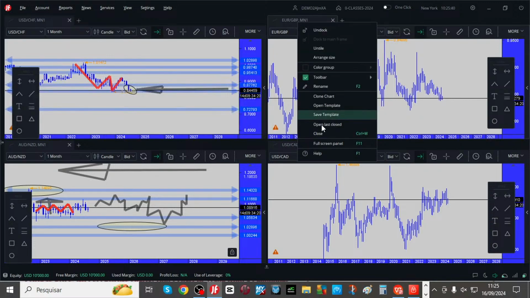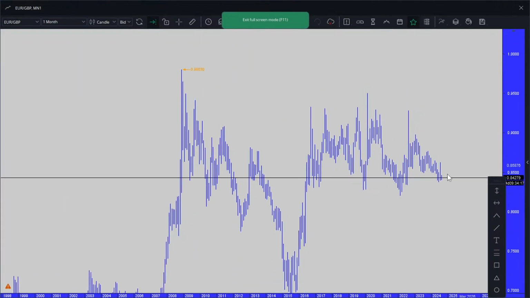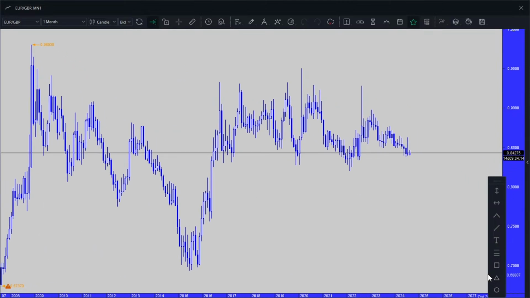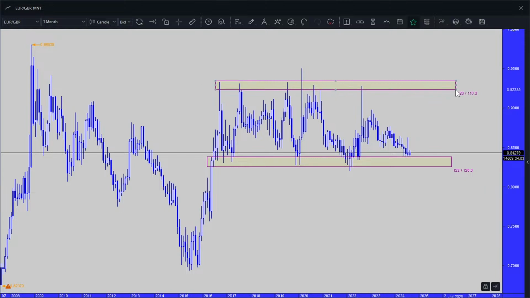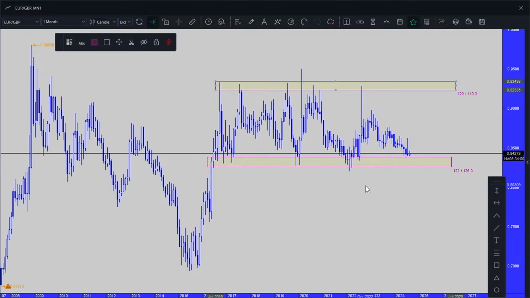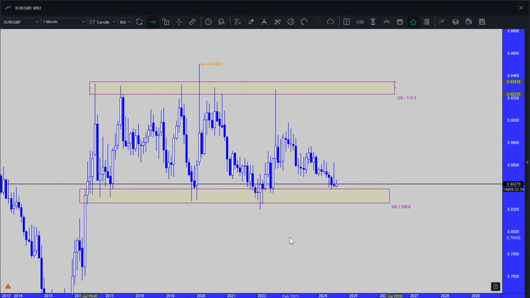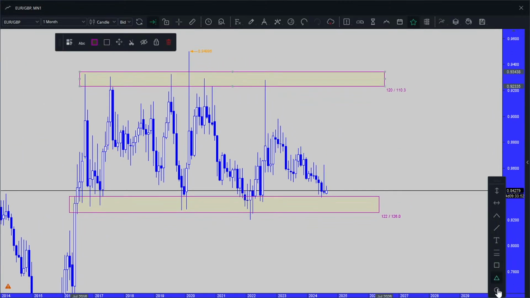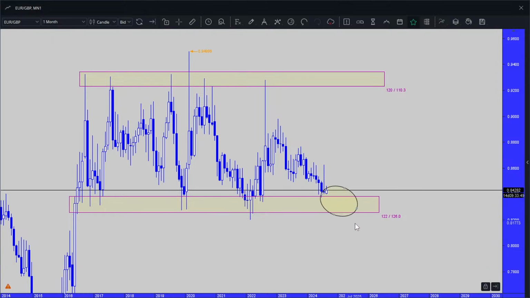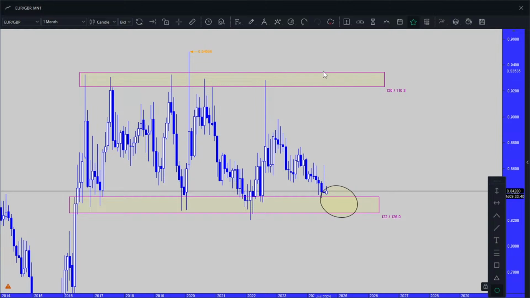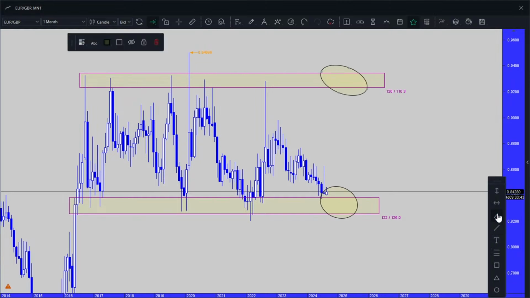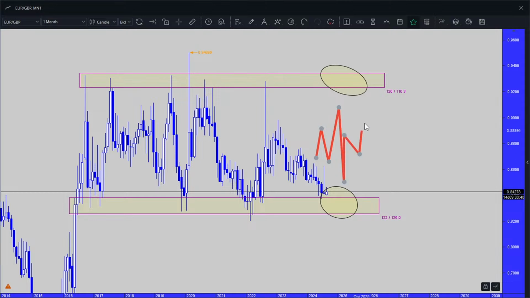Next one, Euro GBP monthly chart. Euro GBP monthly chart. I mean, no brainer. This currency pair, it's a no brainer. You might not like it. You might not like it, everybody. If you want to make some easy pips, wait for the market to come down to here and buy, or wait for the market to come up to here and sell, and don't trade it in between.